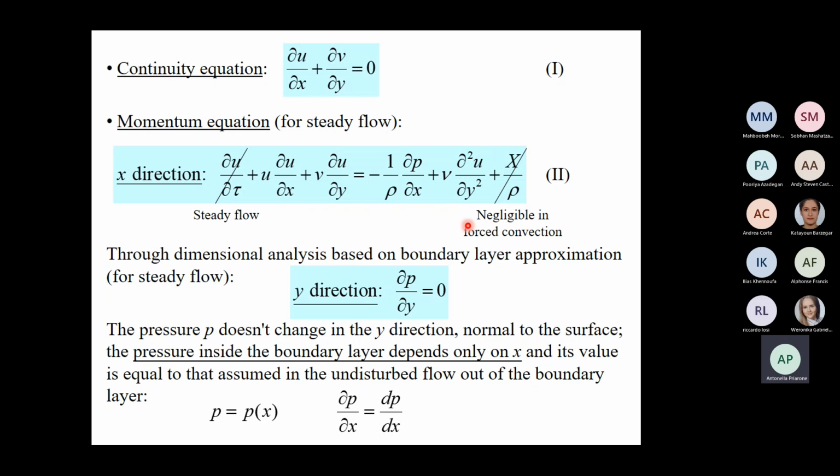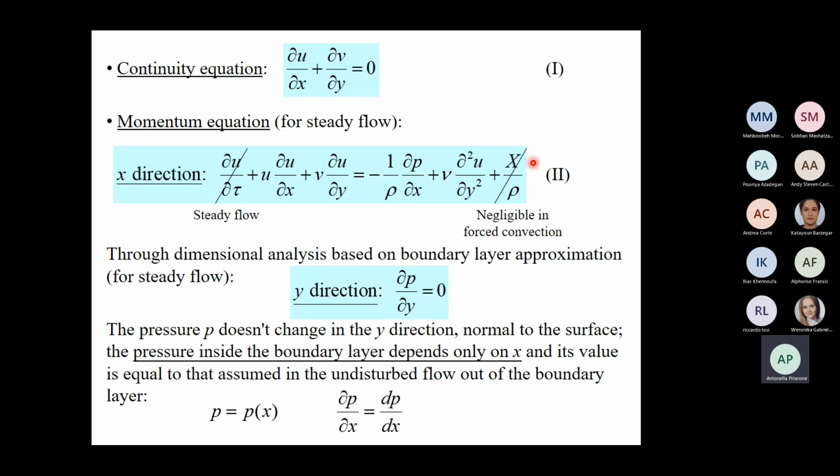A step back: why am I writing this list of differential equations? Because the final aim is to know which is the velocity field and which is the temperature field inside my boundary layer. Solving the equations obtained, continuity, momentum, and energy, I want to obtain the velocity field and the temperature field.